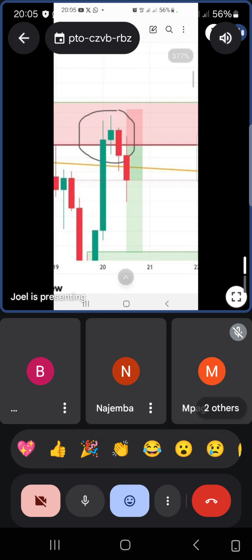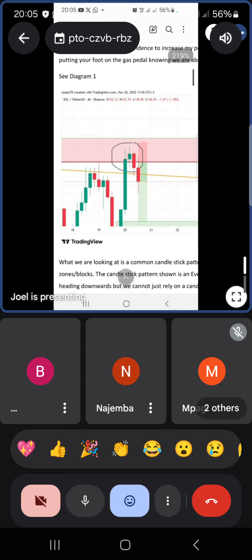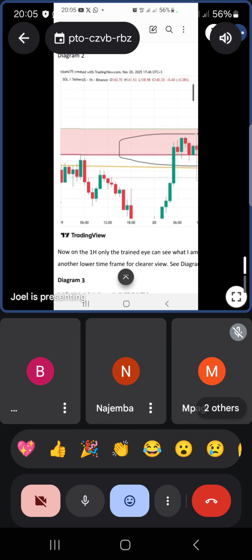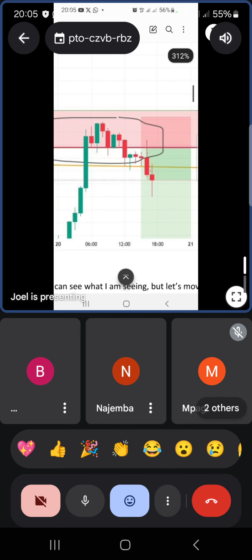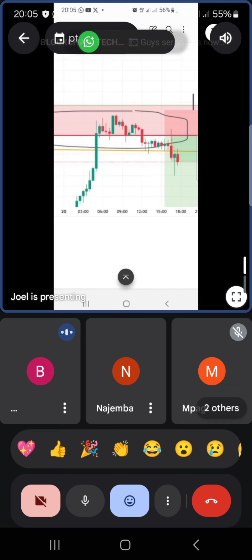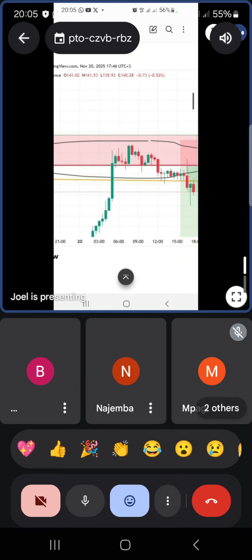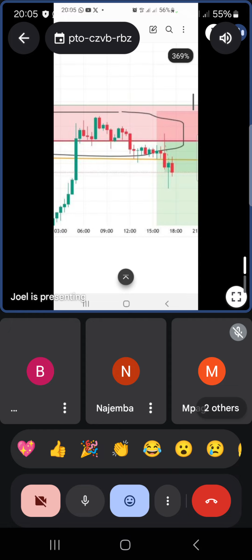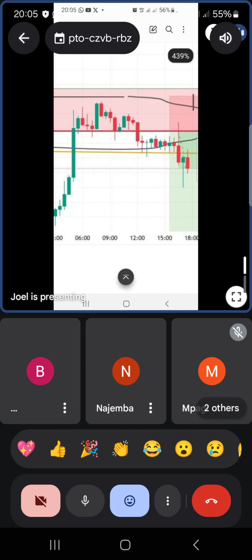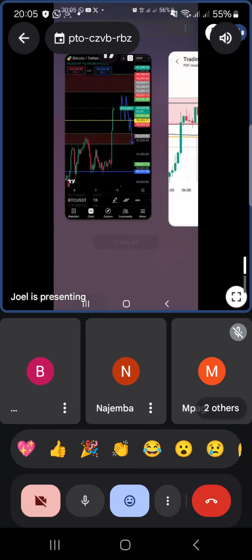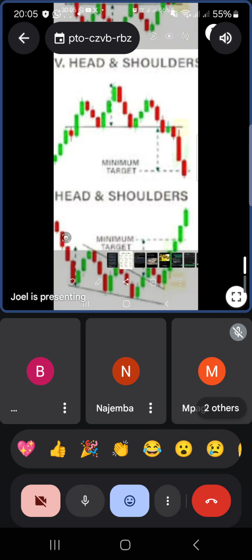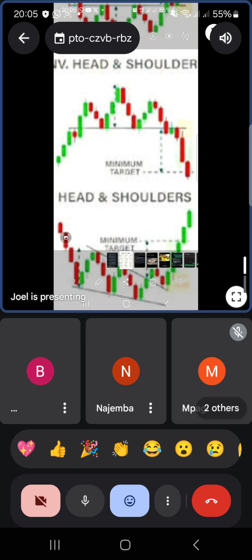I have to go to the lower time frame to see what is happening there. This is the 1 hour. It's still not clear. Now this is the 30 minute. You see the 30 minute? Isn't this pattern similar to this drawing here? Are you seeing that?